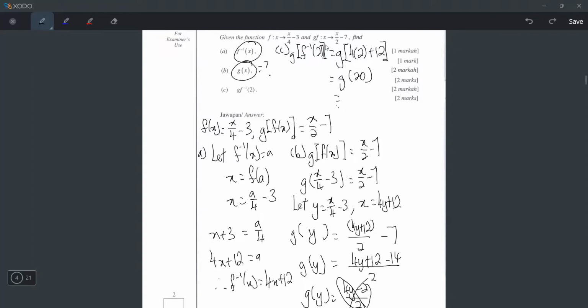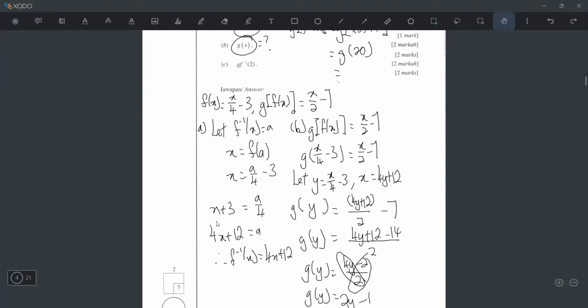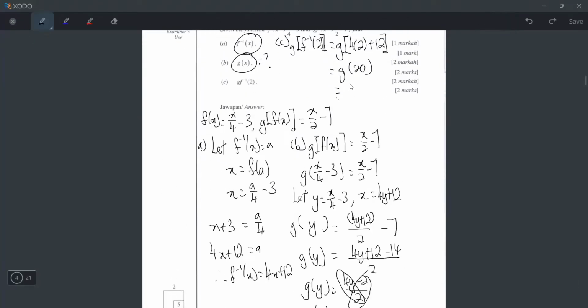And g(20) is just, do I have g(x)? Yes. g(x), just now I forgot already, it's 2x minus 1. So g(x) is 2x minus 1. But don't write x because you want g(20). The x changes to 20. 2 times 20 is 40, minus 1 is 39, right? So this is the answer for C, right?